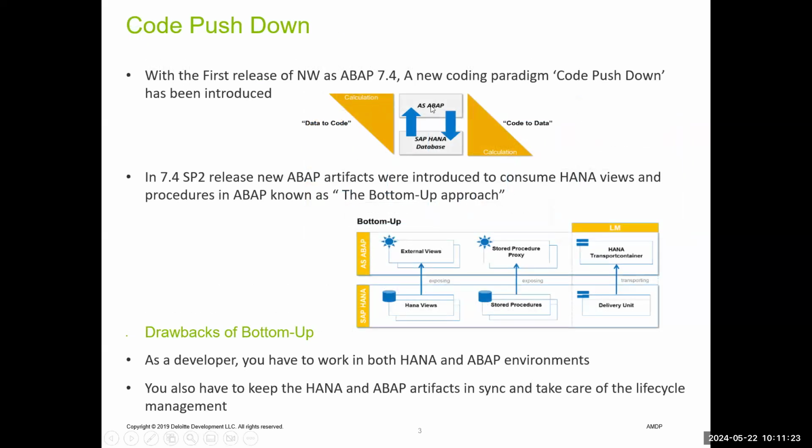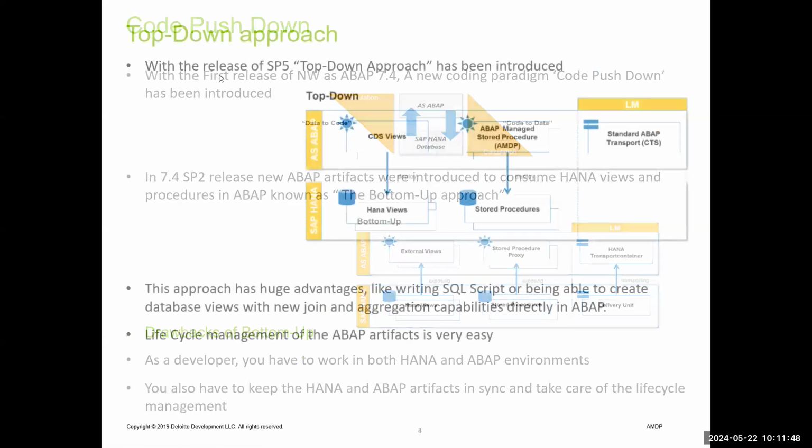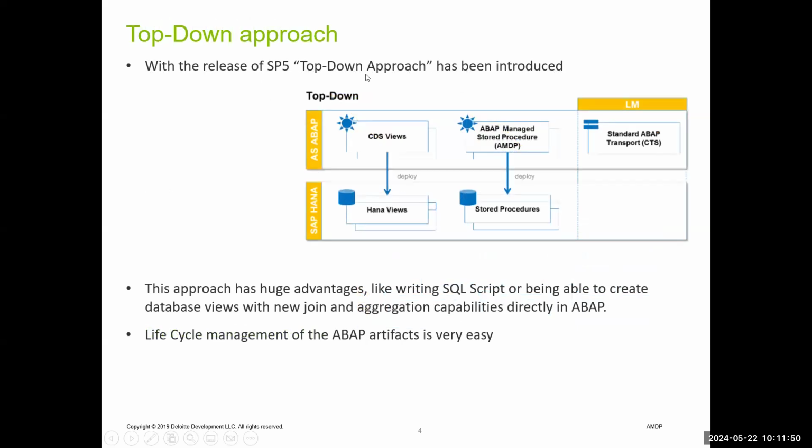In the bottom up approach, as you can see, the calculation was done in the application instance of the ABAP application server, and there was a HANA database. This was the data to code approach, sometimes called bottom up. These two are the names for the traditional approach. The new approach is code to data, or code push down, or top down approach.